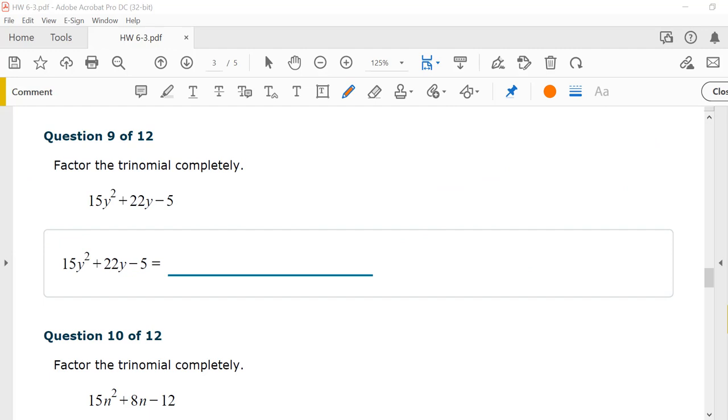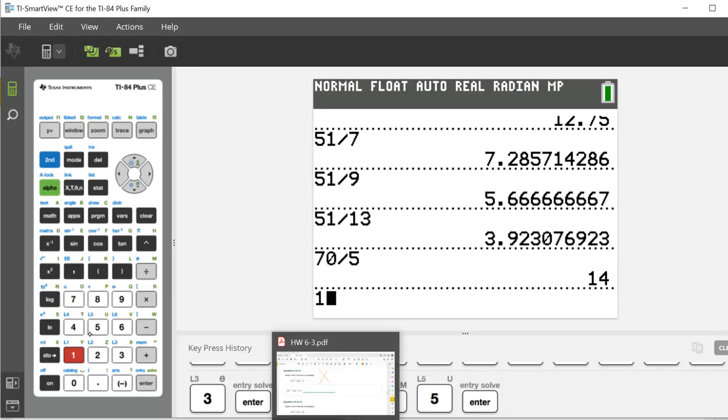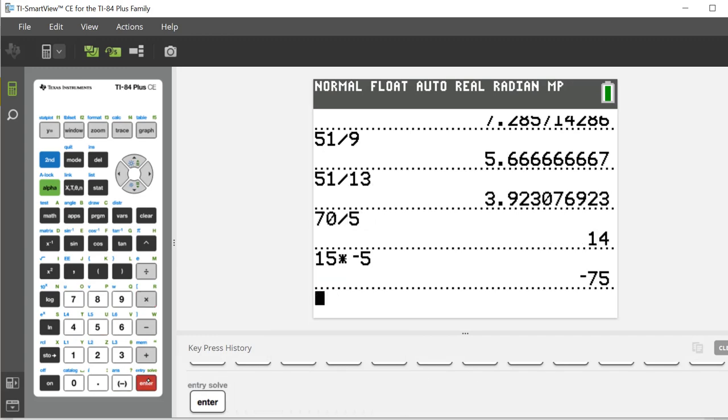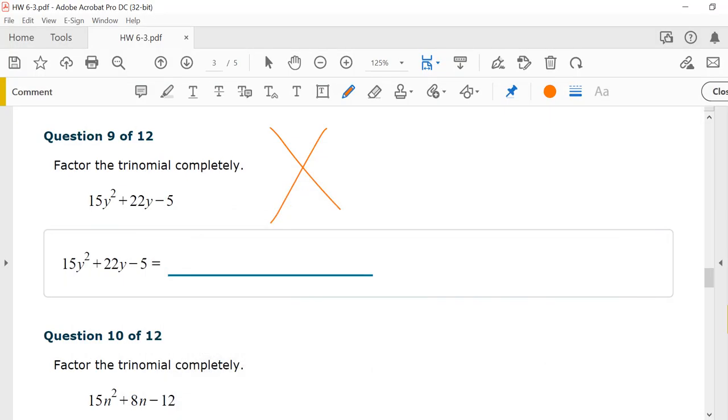All right, number 9, it's written in standard form. There's nothing I can pull out, so I need to just do my x. 15 times -5 is -75. That's up top. 22 is down below.